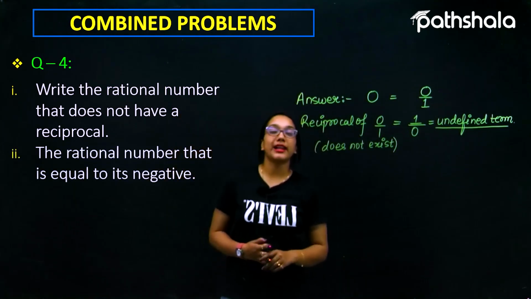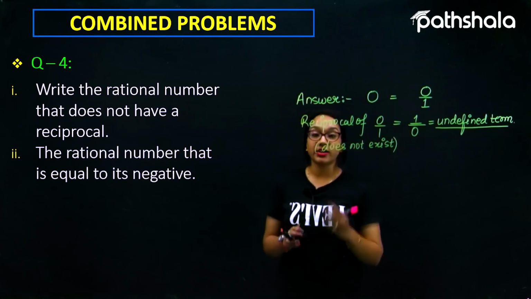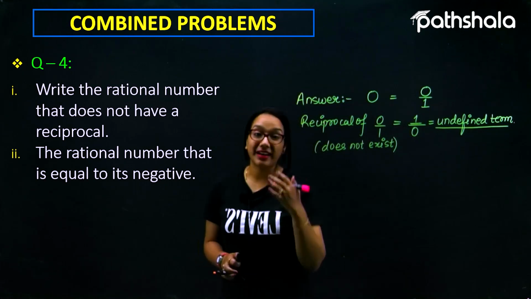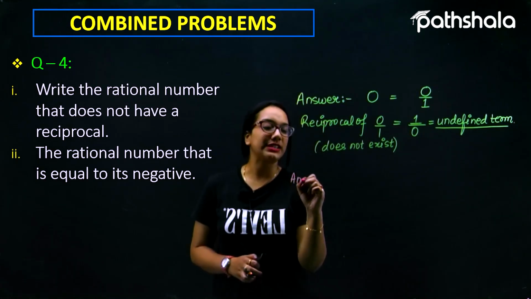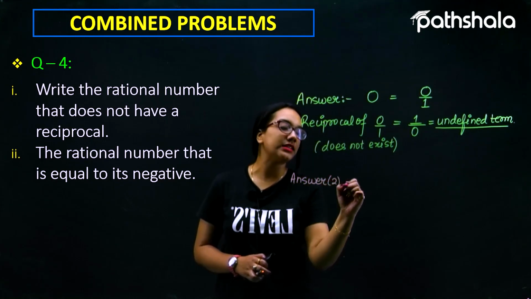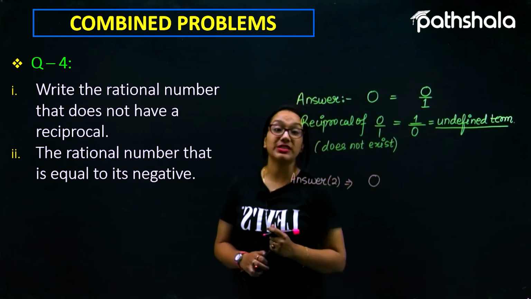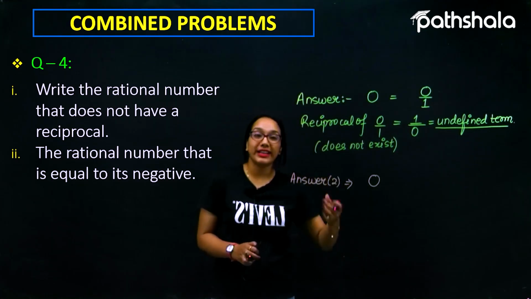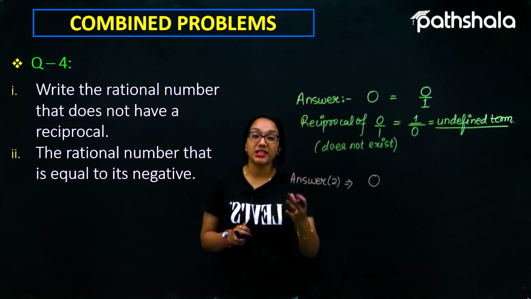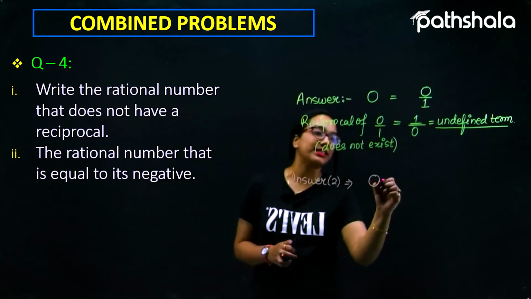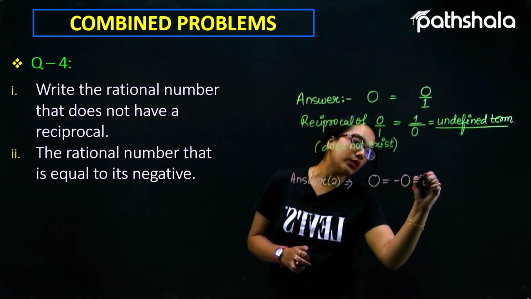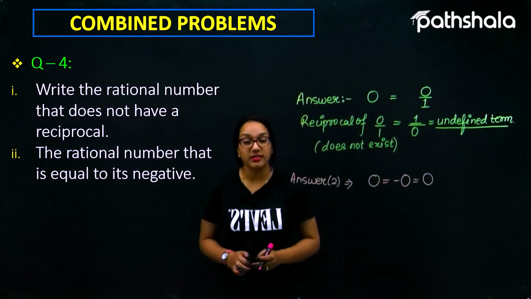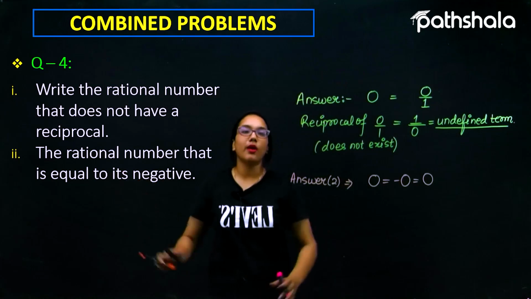The rational number that is equal to its negative is nothing but again 0. So the answer for the second question is again 0, because 0 is the only number which is equal to its negative, because it's a neutral number. It doesn't talk about any negativity or positivity. So we can say that 0 is the only number which is equal to its negative and which is also equal to its positive. So the answer for the second is nothing but 0 again.